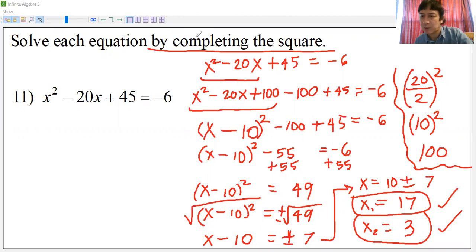That's supposed to be not 17, it's only 7. The answer is 17. So that will be 10 plus 7, 17, and 10 minus 7, which is 3.